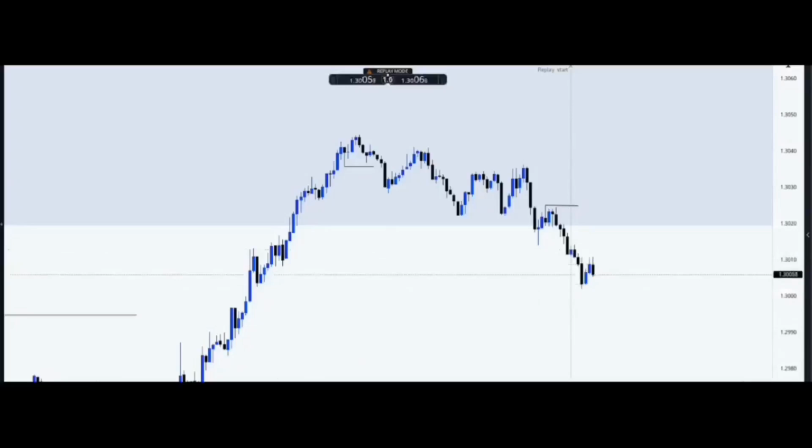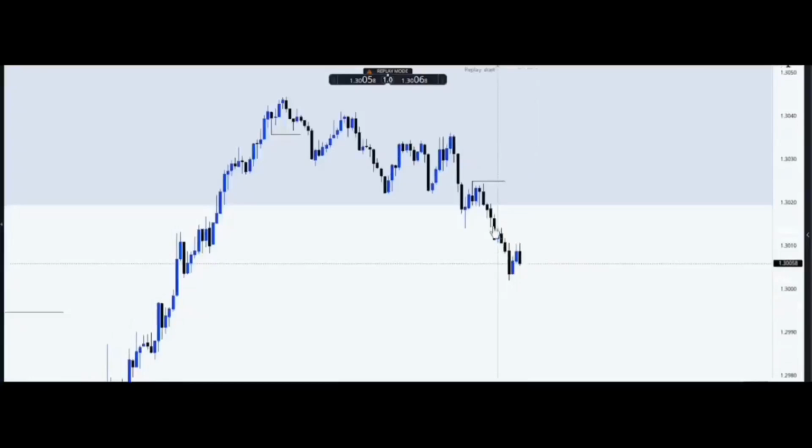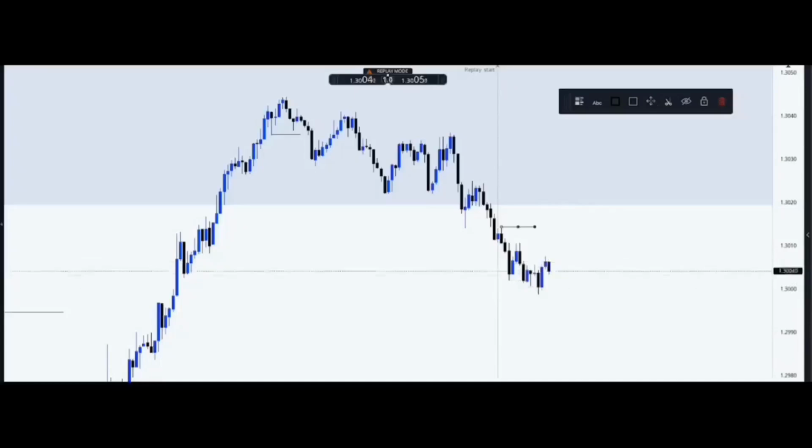Okay, inducement is not taken out. Where is your new inducement here now? Look, this is your new inducement here, this high. So we want to wait for price to come and take it out. Once price takes out this high, then we look for an OB. This will be a nice OB for us to take a trade from. But let's continue to play price and see whether it will take it out.